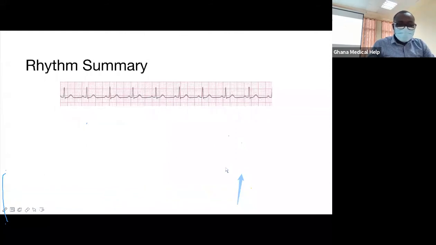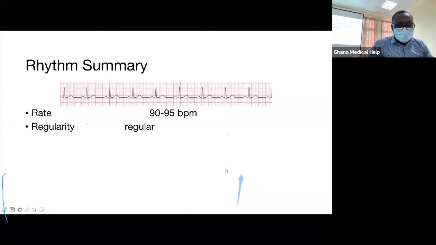The next thing is to look at our rhythm, usually the summary, like we have said. So we determine the rate, we look at how regular it is in referring to the ECG up there, and then the next thing is the P waves. Everything is done in order. If you jump to crash, you miss a lot of things. So we start with the rate.